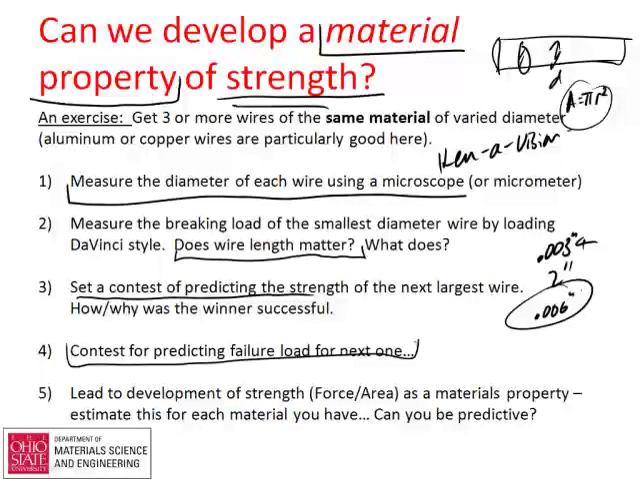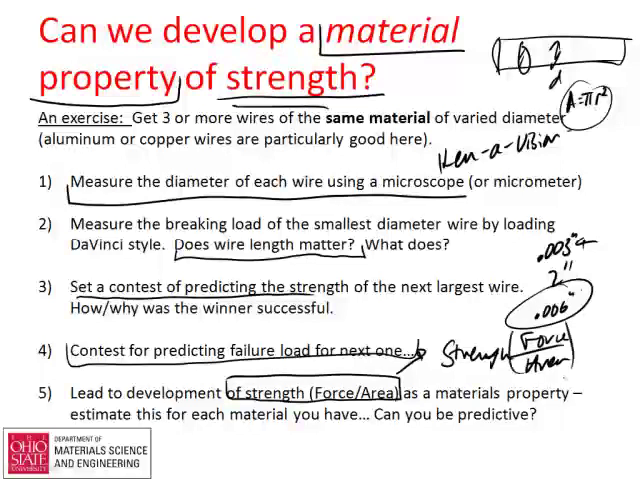So what you can do is lead this to the idea that there's this thing of strength, which is force per area. And you should find, for all of the pure copper, the strength, which is force over area, should be pretty constant. Not perfect, pretty constant. And you can make predictions based on that.